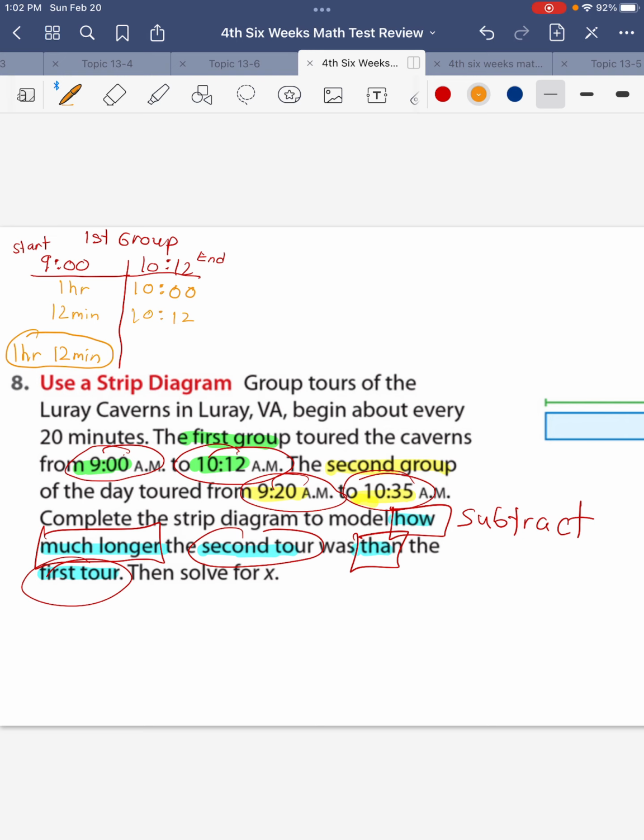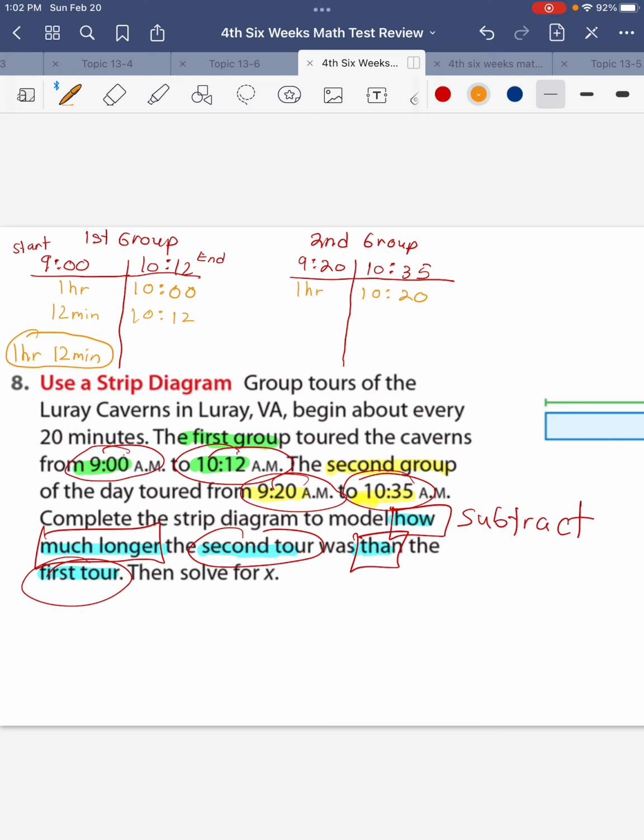Okay, the second group, they started at 9:20, and they ended at 10:35. Same thing. I need to see what I can do to get from 9:20 to 10:35. First I look at hours. It's a 9 here, it's a 10 here, so for sure an hour went by. So I'm going to put 1 hour. If I add 1 hour to 9:20, I'm at 10:20.